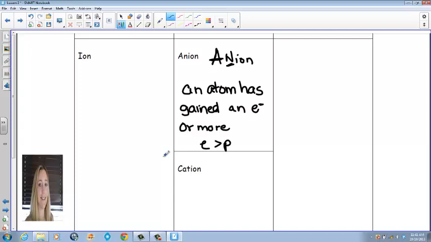Okay, here is an example. If we write F with a -1, that means it's gained one electron. Okay, and there's the mass number and the atomic number. Fluorine is 9. The -1 indicates gain of 1 electron.